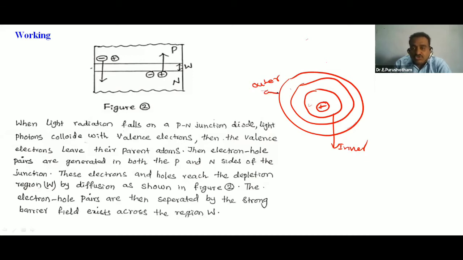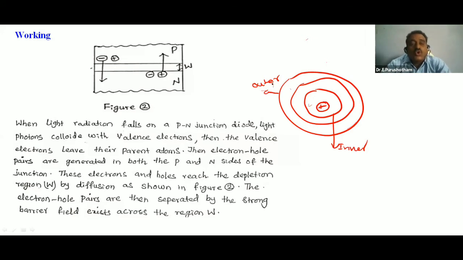The outermost shell electrons are weakly bound to their positively charged nucleus. The outermost shell electrons are called valence electrons. When light photons collide with valence electrons, these weakly bound electrons leave their parent atom.